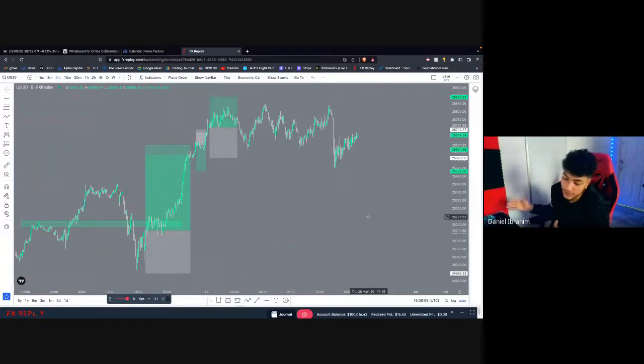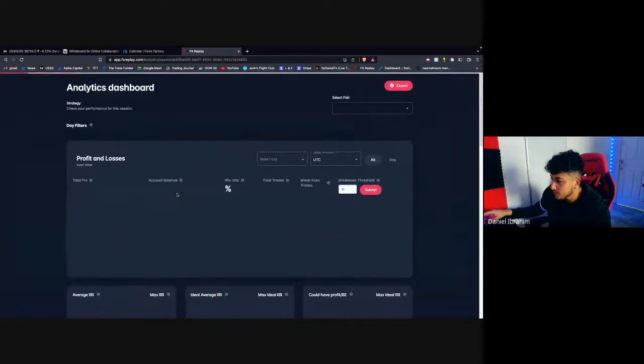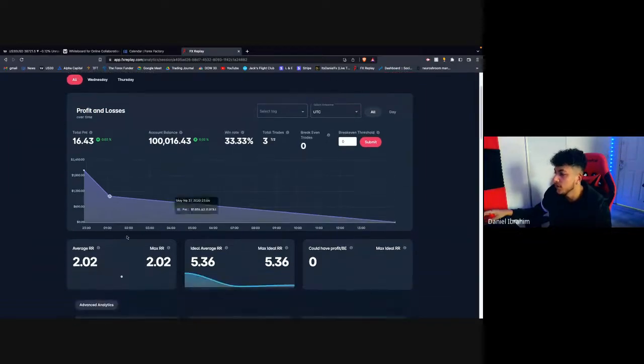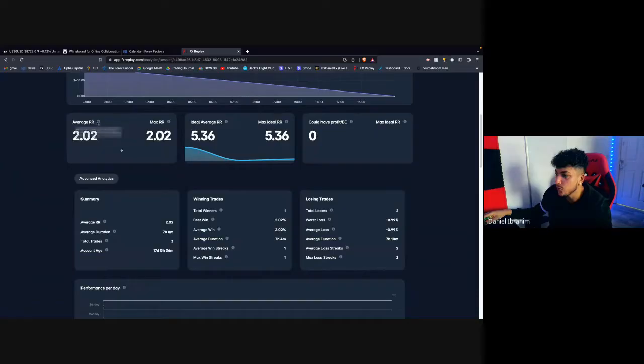Once you've taken a bunch of trades, once you've sat there and done a whole bunch of data collection, you've gathered 100 trades or whatever, you go back to the home page and go to analytics. On your analytics, it will give you a bunch of insights into your trading: your total profit and loss, your account balance, percentage win rate, total trades. It'll give you a nice equity curve as well. You get insights into your average risk reward ratio, your maximum RR, your ideal RR.